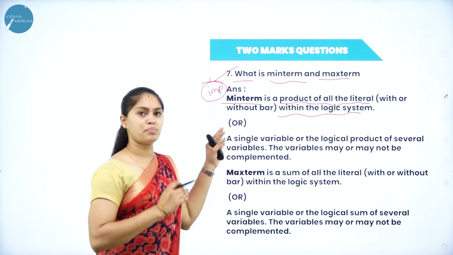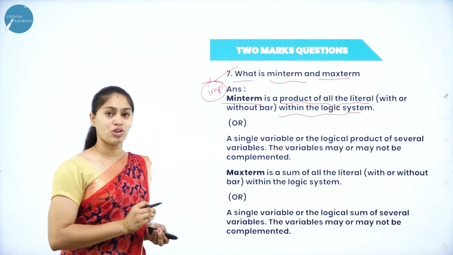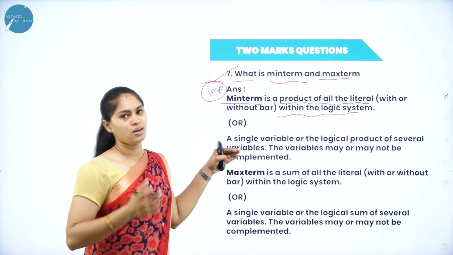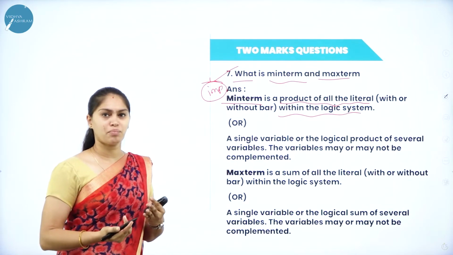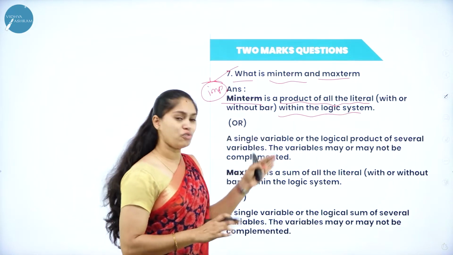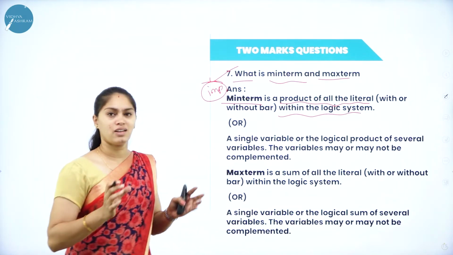Min term is a product. So minimum in the sense, you should not compare it with an addition. Minimum in the sense you have to take that as a product. You just imagine you are getting the product for minimum cost. So what it means then? It is a product of all the literals. So it can be either with bar or without bar within the logic system.